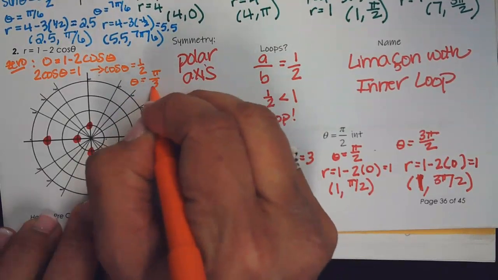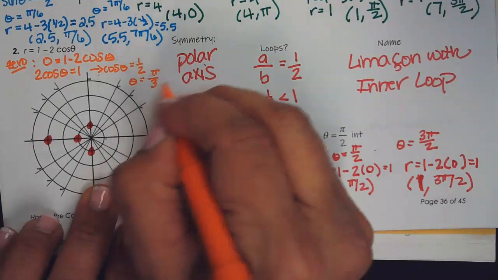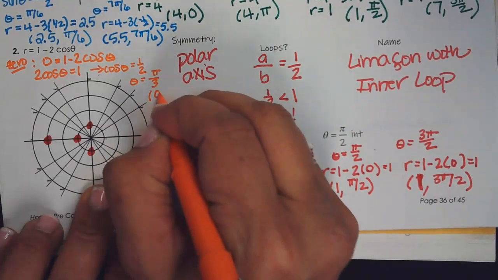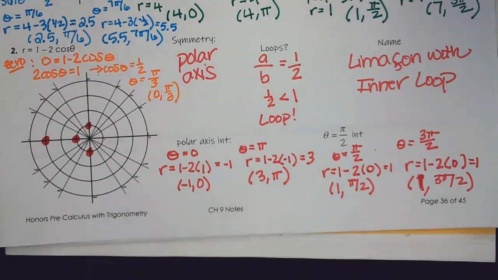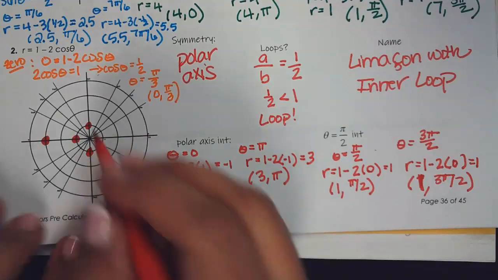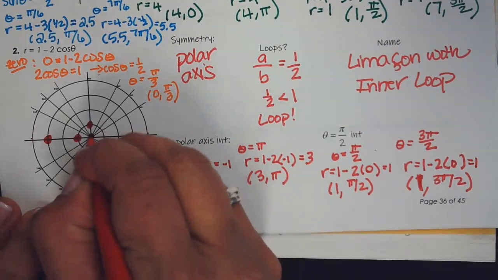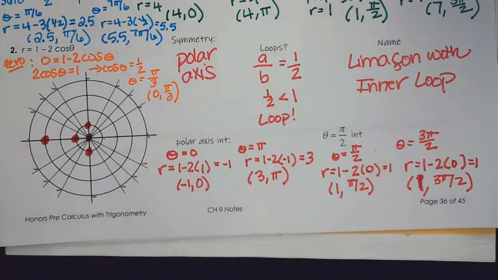Pi over 3. So that means that there's going to be a 0 at 0, pi over 3. The thing is that it doesn't necessarily matter what that theta is. It just matters that there is a 0, which means that we are going to have a point at the pole. Okay.